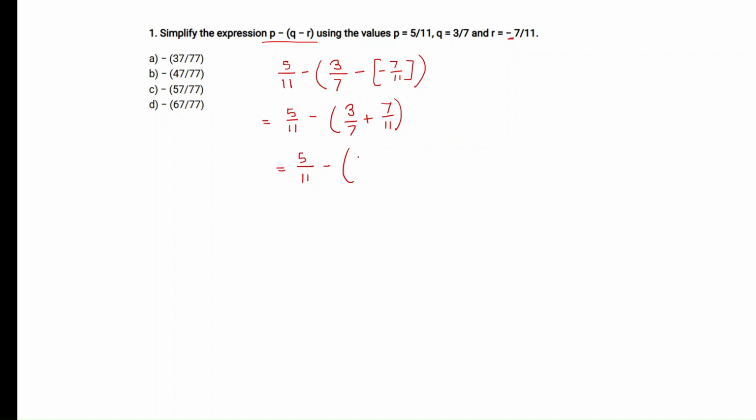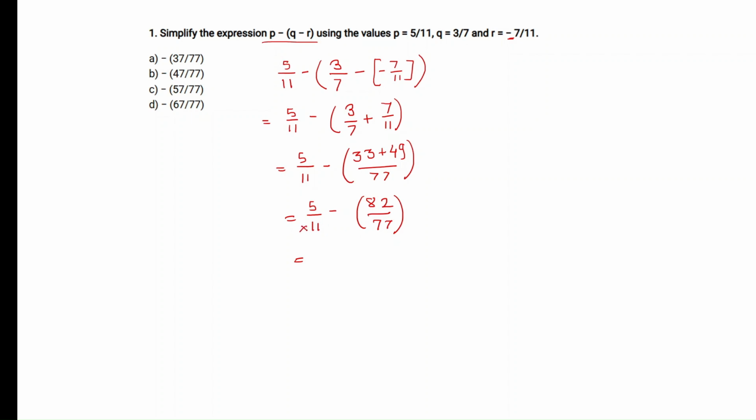Now 3 into 11, 33, 7 into 7, 49 upon 7 into 11, 77. So 5 upon 11 minus 33 plus 49 is 82 upon 77. Now 77 and 11.